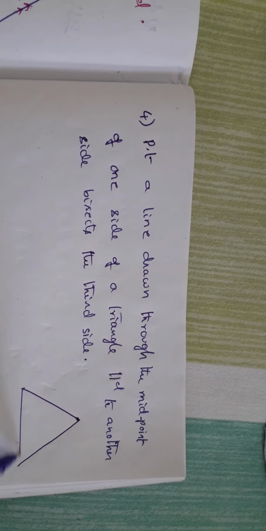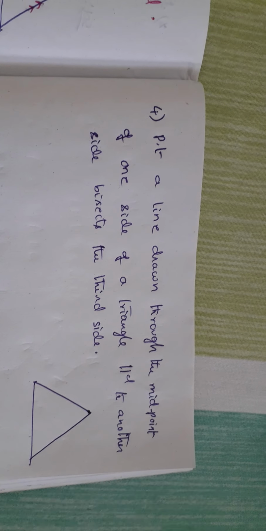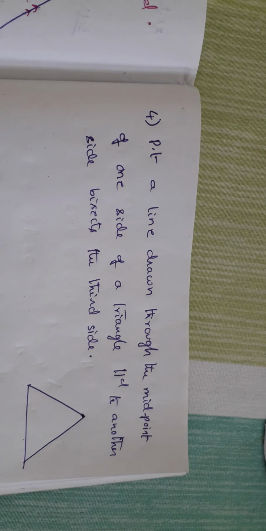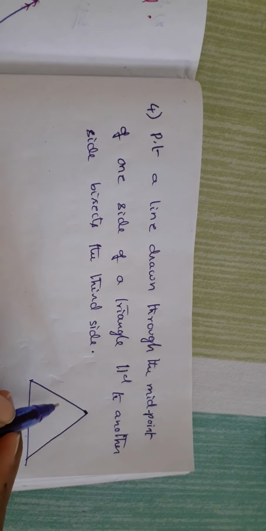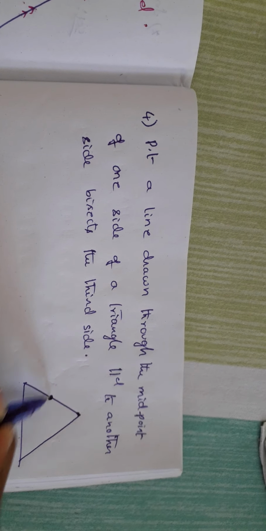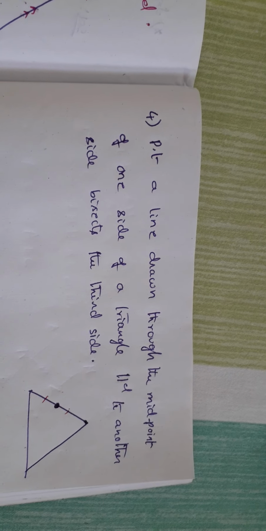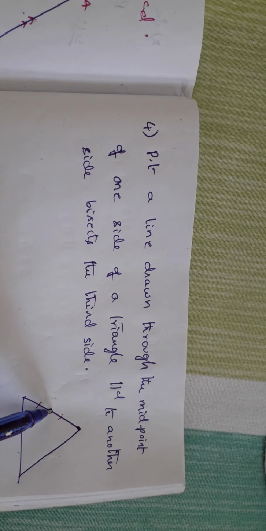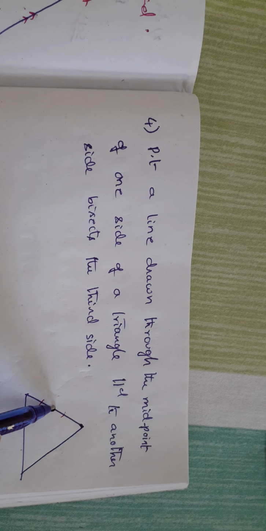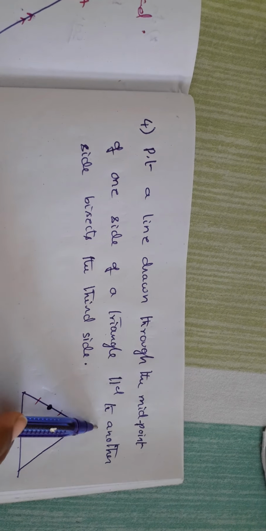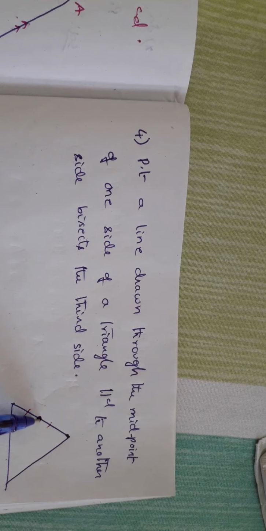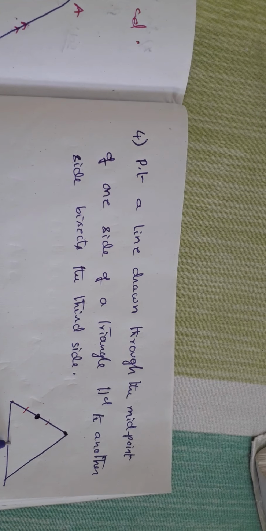Okay, I took a triangle here. And prove that a line drawn through the midpoint of one of the sides. So let me say that this is the midpoint. When I say that this is the midpoint, these two sides are equal. Right? So from this I am drawing a line. And how should the line drawn be? It should be parallel to another side. So if I am drawing from here to here, it should be parallel to this.